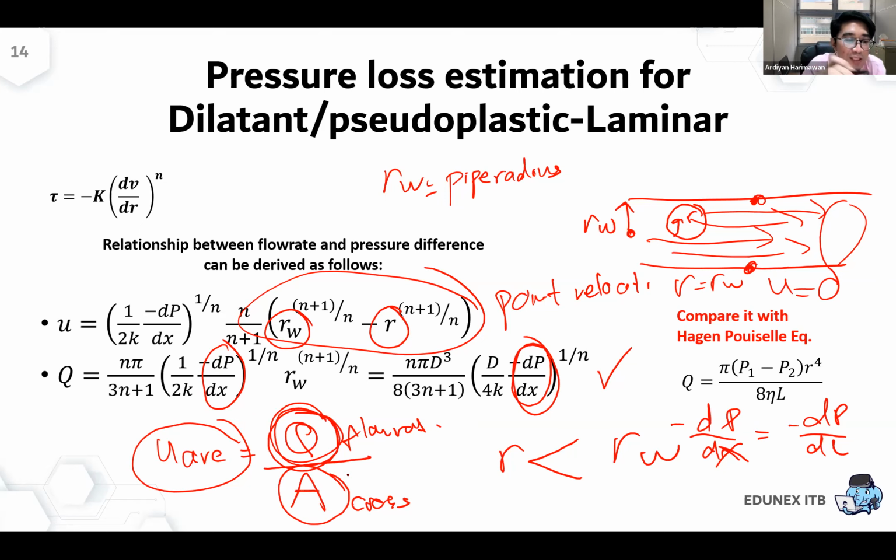The problem is you need the n value. You need the K value from this one.